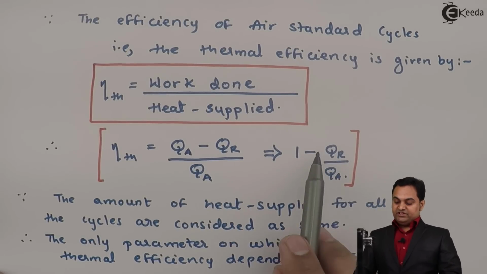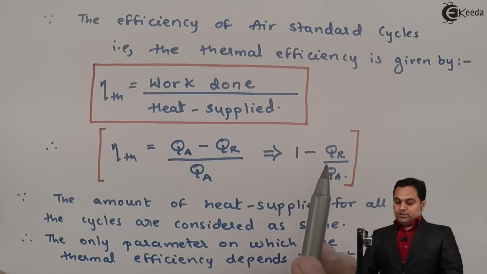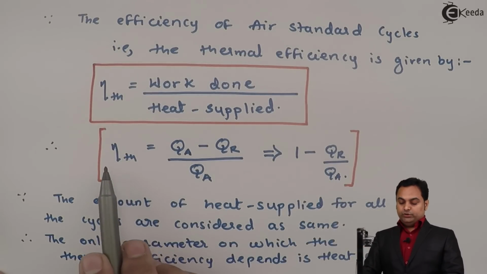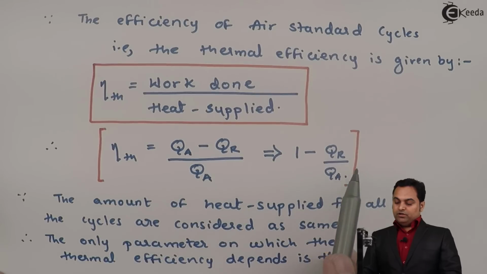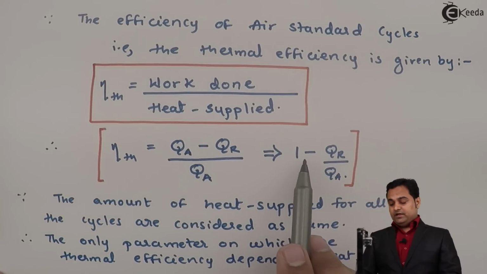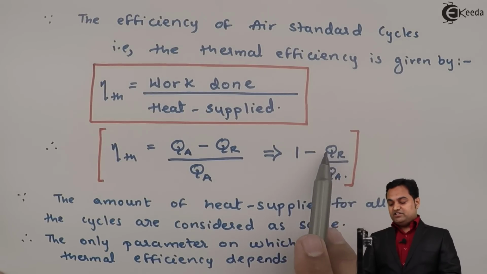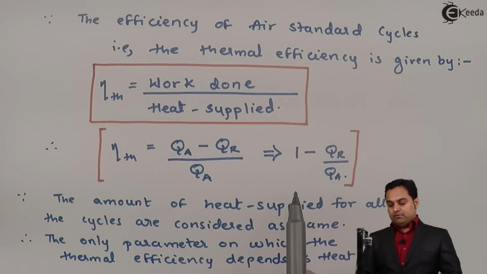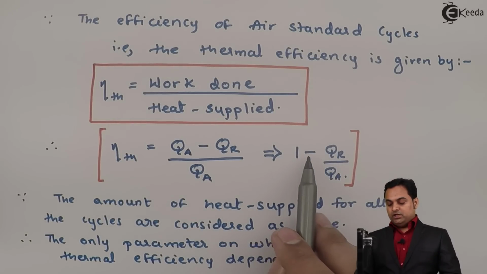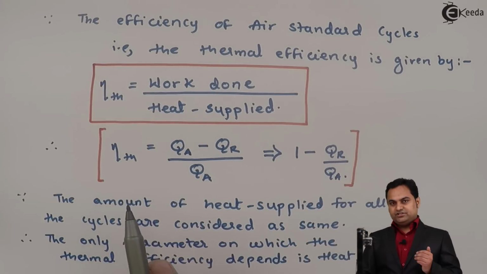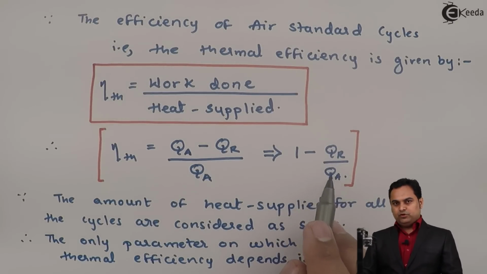Now if we see the thermal efficiency formula, here we are having 1 minus QR upon QA. If we want to increase the thermal efficiency, we will have to decrease this value, because from 1, if we are subtracting a very small value, then the answer will be greater. But from 1, if we are subtracting a very large value, then the thermal efficiency will decrease. So we have to see that from 1 we have to subtract a small value.